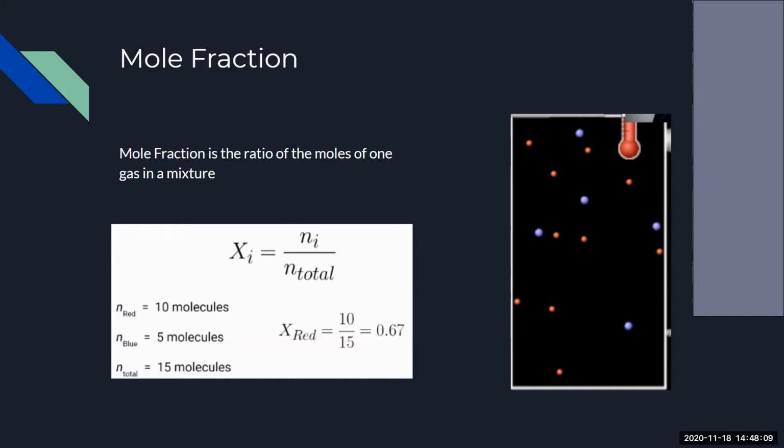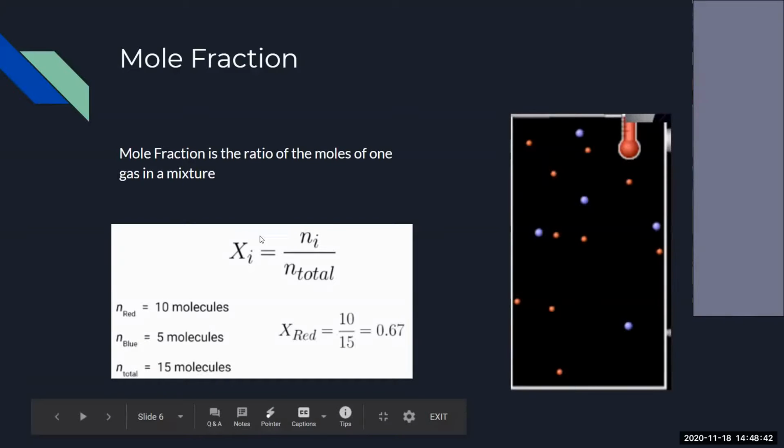A lot of times what they like to do is they like to give you a particle representation like this, and they ask you to figure out the mole fraction. So you can do mole fraction by counting molecules, and you could just make them either molecules or moles. It doesn't matter. It's going to give you the same ratio. And in this case, if we were to look at the red ones, there's 1, 2, 3, 4, 5, 6, 7, 8, 9, 10. There's 5 of the blue, and in total there's 15.